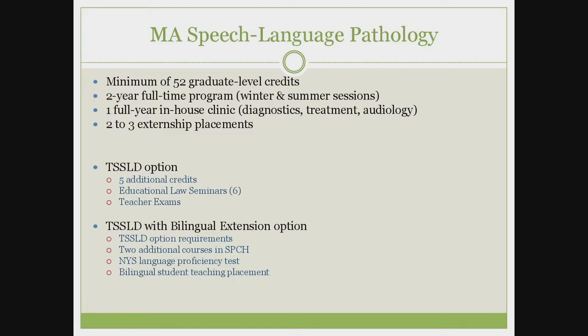Okay, so let's first talk about the master's in speech language pathology. It's a minimum of 52 graduate level credits. So that would be if you would have 52 credits if you do not do the TSSLD option. This is a 2-year full-time program.